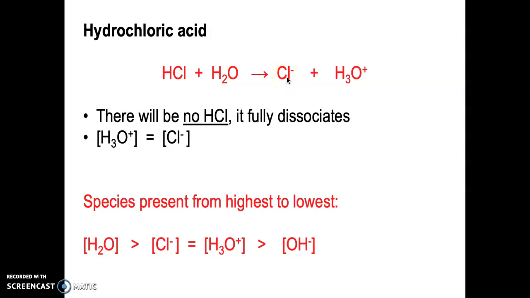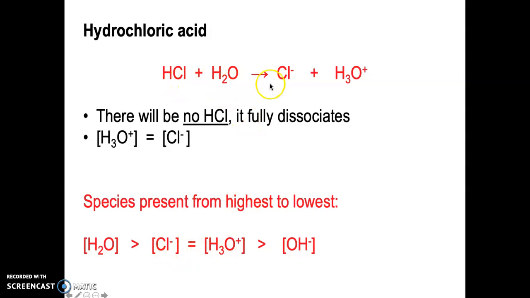When you are asked to put the species that are present from highest to lowest, start with water, because that's always going to be the highest at 55.6 moles. Note the absence of HCl. It is not put down in this list because it is fully dissociated and no longer exists. I do, however, now have the chloride concentration and hydroniums, and this time they are equal.